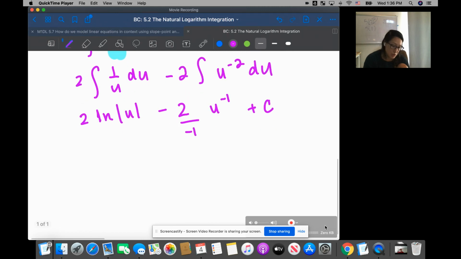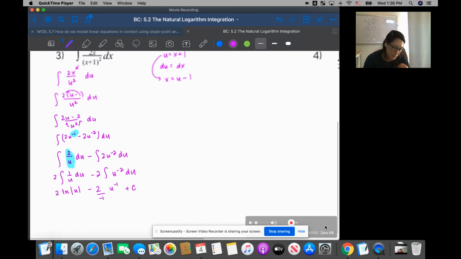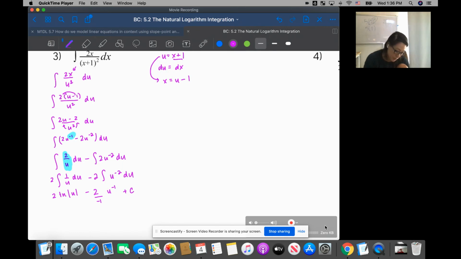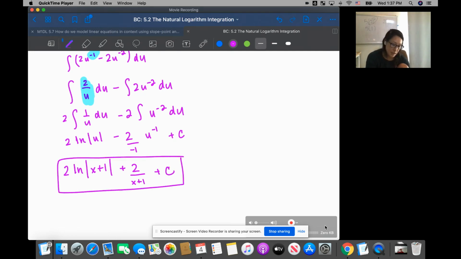And then we're going to substitute out u, if you forgot what u was, like I did. U is x plus 1. So I have 2 times the ln of the absolute value of x plus 1. And then the negative times the negative is a positive. So plus 2 over x plus 1 plus c. And we're done with that one. Okay, let's do another one.